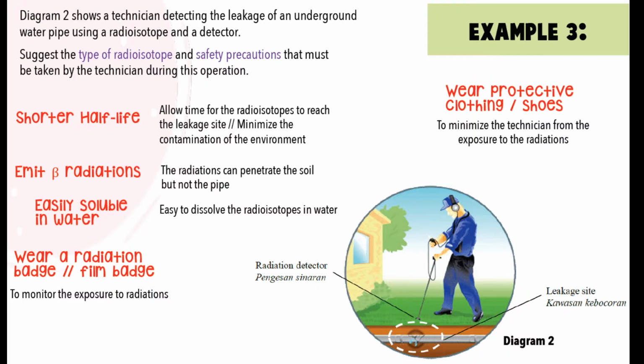The last one is to wear protective clothing and shoes. So this one you also can say about your safety, because once you wear it, the radiation does not go through. Then the protective shoe minimizes the technician's exposure to the radiation. Both can give the same reason, but we normally cannot write the same explanation, so you create another one. From here they say to monitor the exposure to radiation. So from here there is the 10 marks answer for the essay question.